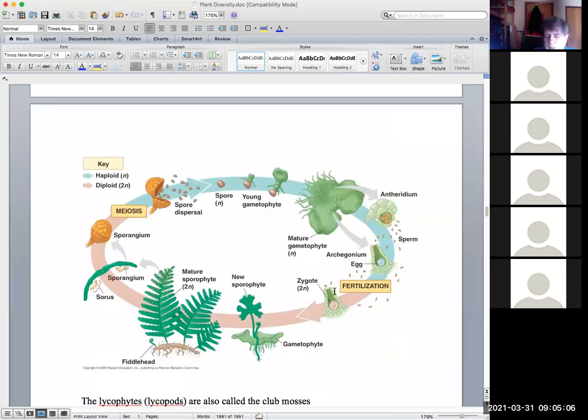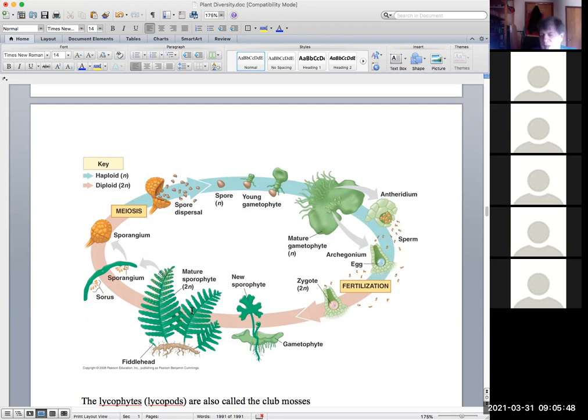So let's look at the basic life cycle of a vascular plant that is a seedless vascular plant, so it doesn't produce any seeds. The example that they give looks like a fern to me. The sporophyte is down here. One way that vascular plants are different from the non-vascular plants is that they have vascular tissue. Another way they're different is that in the non-vascular plants, the gametophyte is usually the dominant phase of the life cycle.